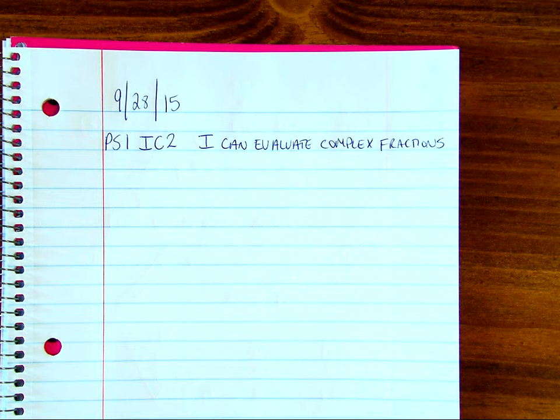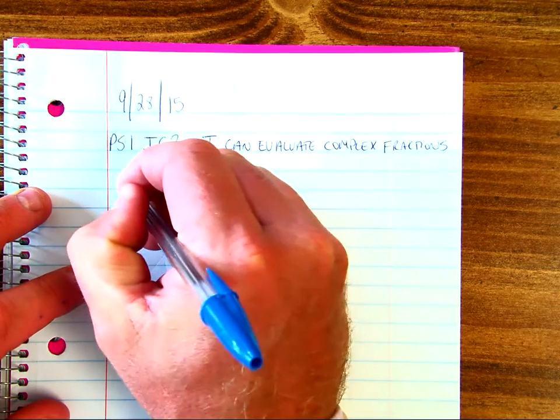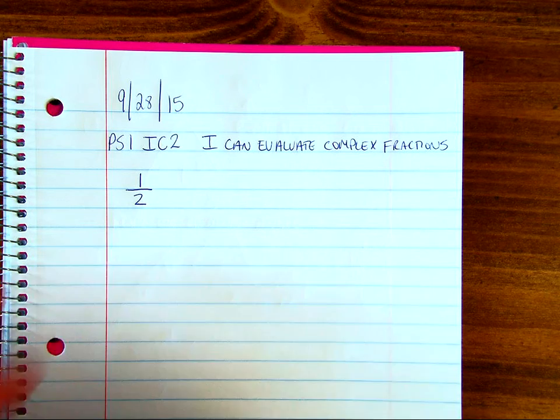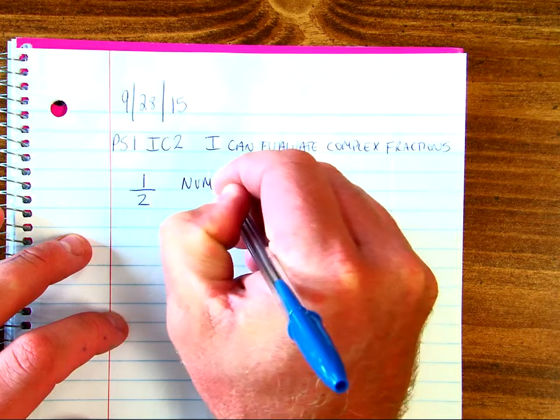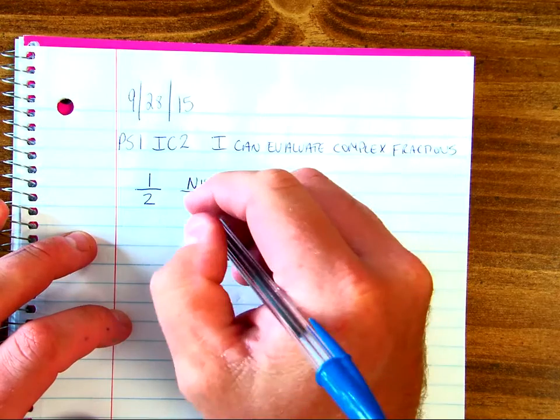Ariel, tell me what you know about fractions. Anything at all. Just two numbers, and one goes on the top and one goes on the bottom. All right, so give me an example. 1/2. So that's a fraction. What do we call the top number, Madison? Numerator. Jimmy D, what do we call the bottom number? Denominator.